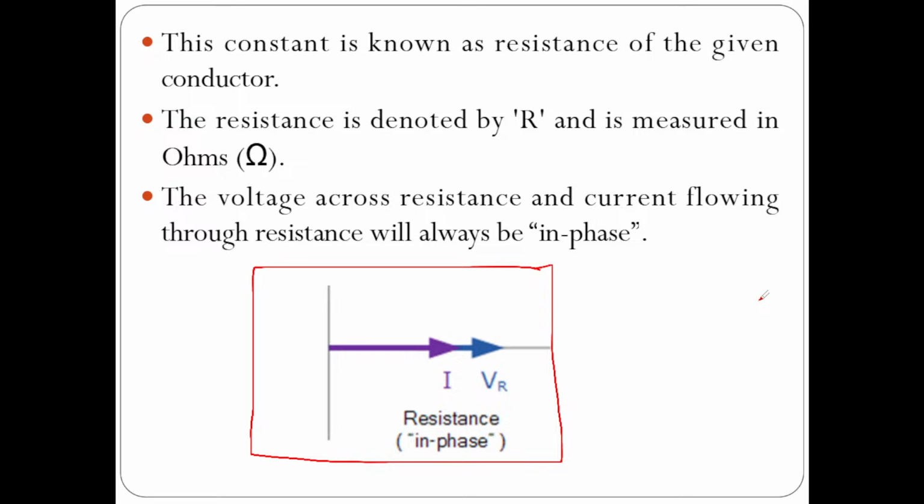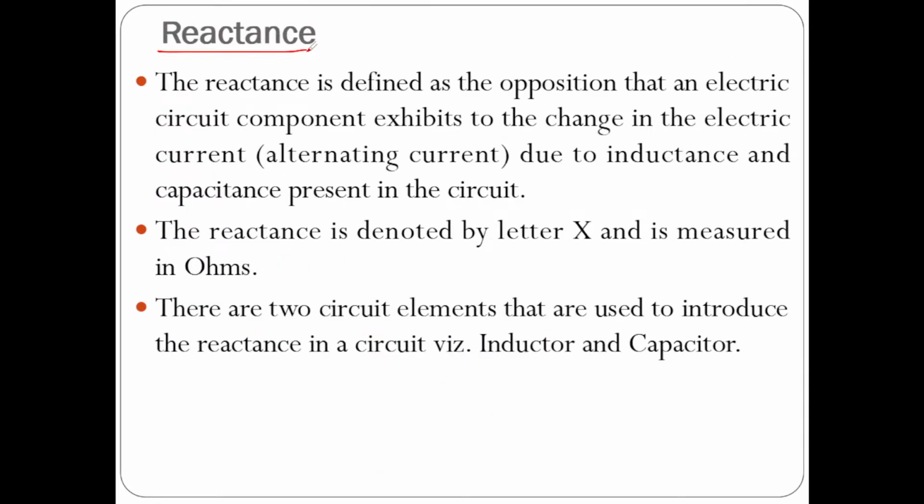Now let us go to the next term, which is known as reactance. Let us see what is meant by reactance. Resistance is the property of the conductor to oppose the flow of current. Similarly, reactance also has the property of opposition. It won't oppose the current directly, but it opposes any change in the current.